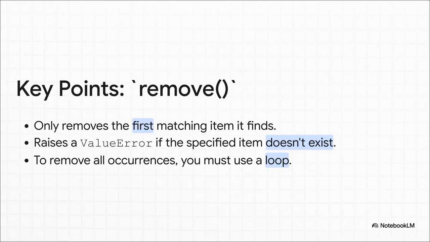But there are a couple of really important things to keep in mind here. First, if you have duplicates in your list, remove will only take out the very first one it finds. Second, and this one's a biggie, if you try to remove something that isn't actually in the list, your whole program is going to crash with something called a ValueError. And finally, if you need to get rid of all the bananas, not just the first one, you're going to have to use a loop.